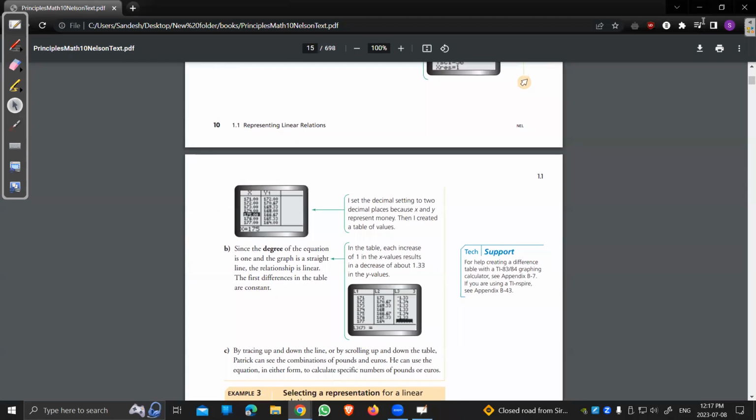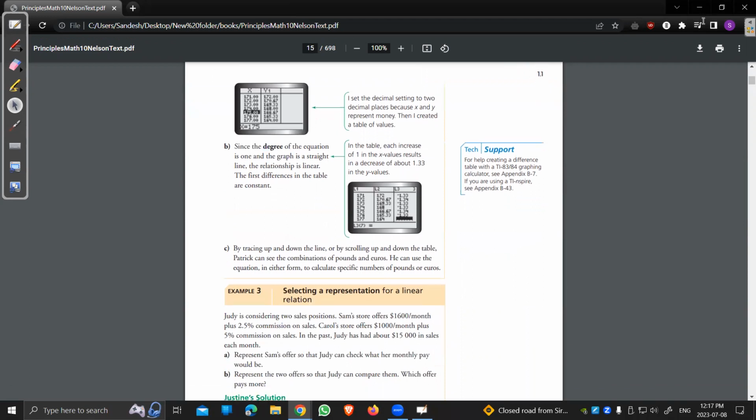Yeah, that's basically what they said as well. Degree and the graph is linear. Let's look at another one.